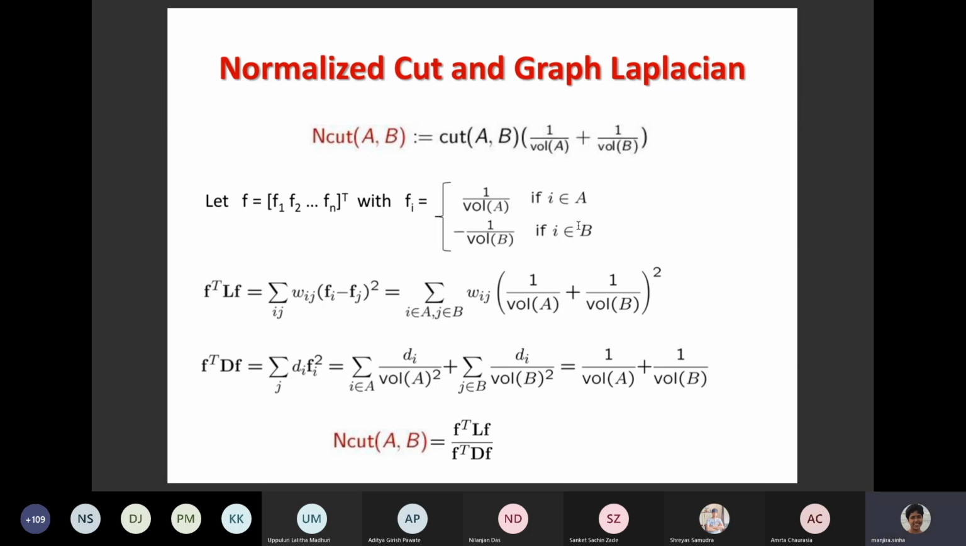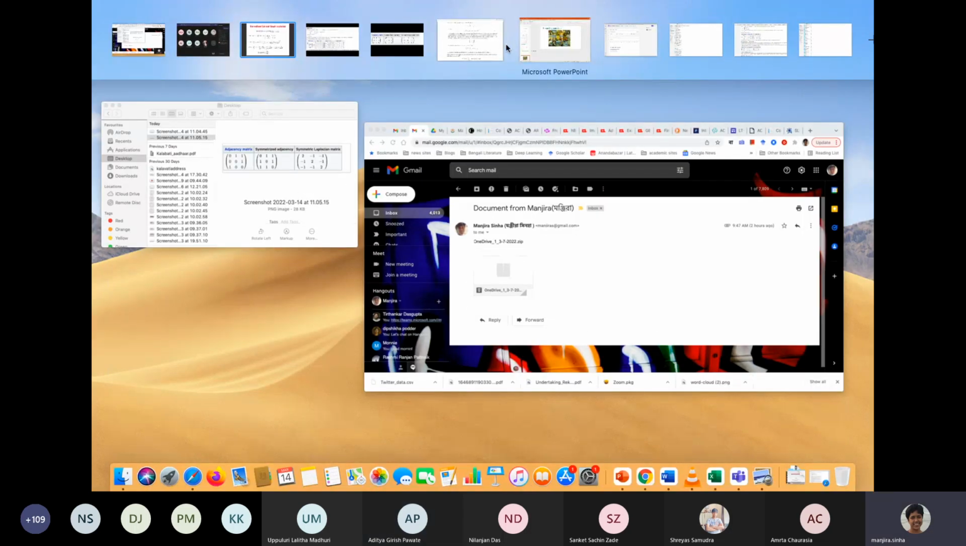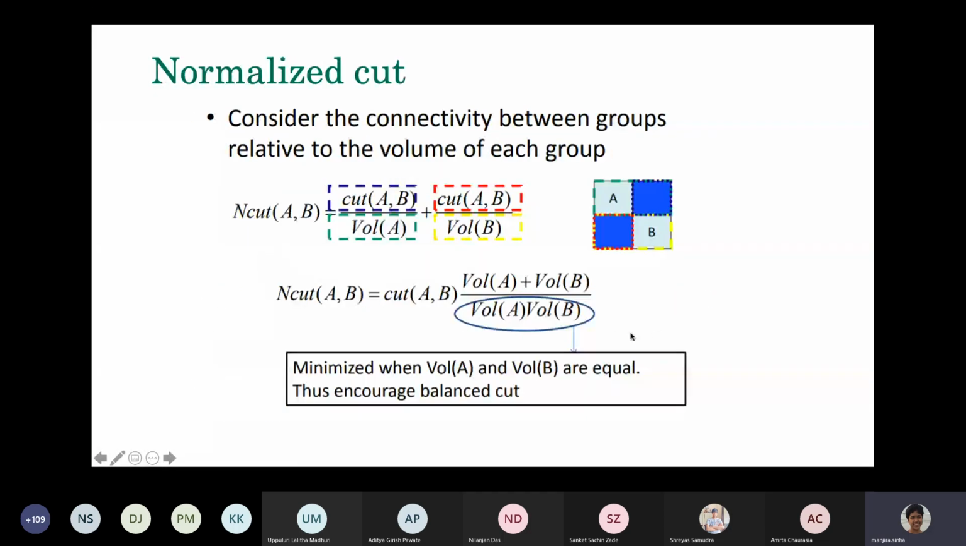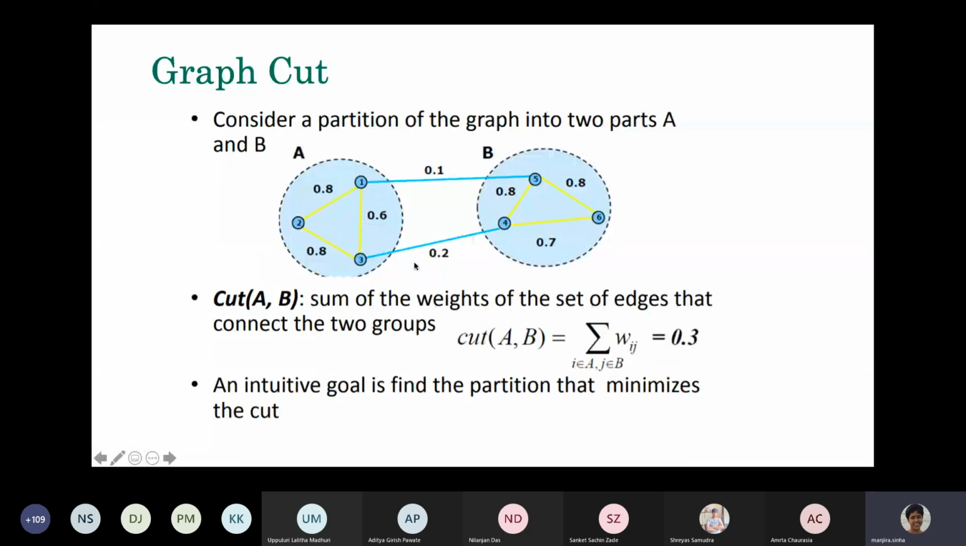Is it clear till this point? Ma'am, what is the definition of cut of AB? We have discussed this three times. Cut of AB is the sum of all the weights of all the edges from A to B. Is it clear? Yes, ma'am.